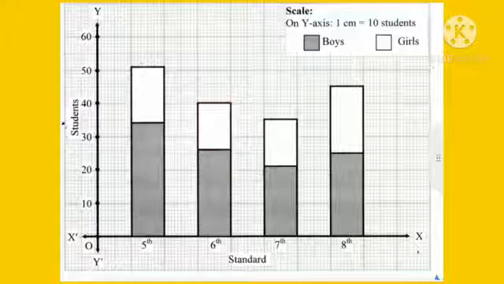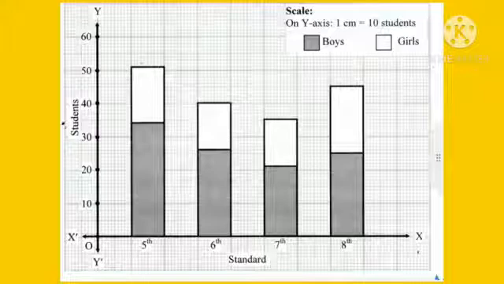Now we will see the total number of students in standard 7th. The total number of students in standard 7 is 35. So we will draw a bar up to the marking 35. As the number of boys in standard 7 is 21, we will mark up to 21 and we will shade that much part.